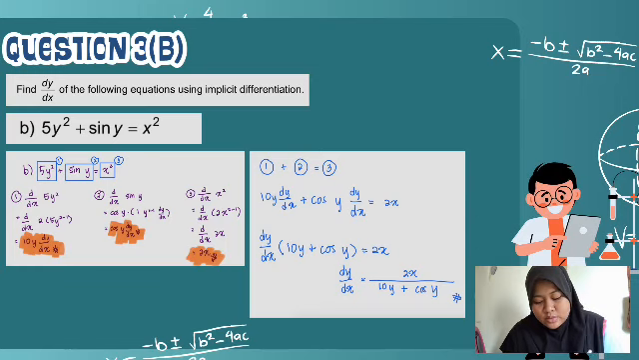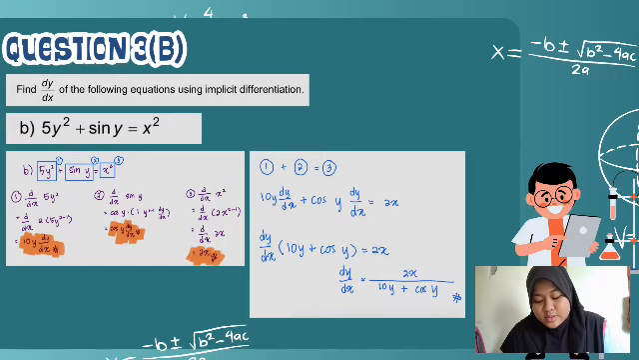Bring the 2 to the front, and then minus it with 1. We will have 2x to the power of 2 minus 1. So then we'll just have 2x here.